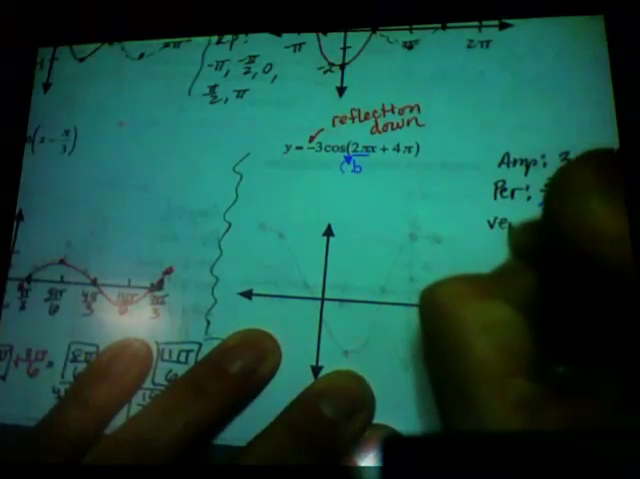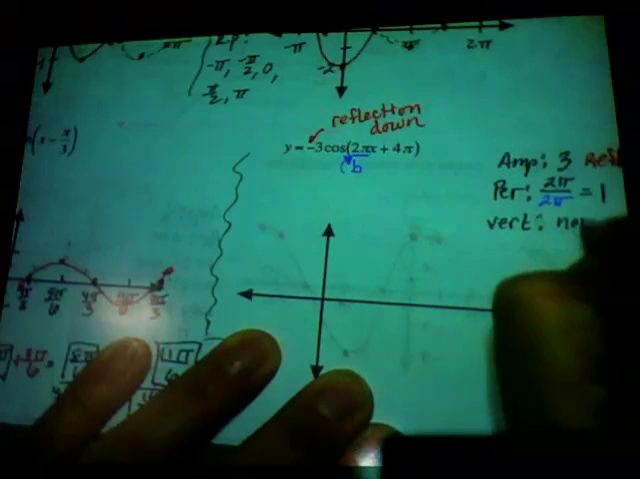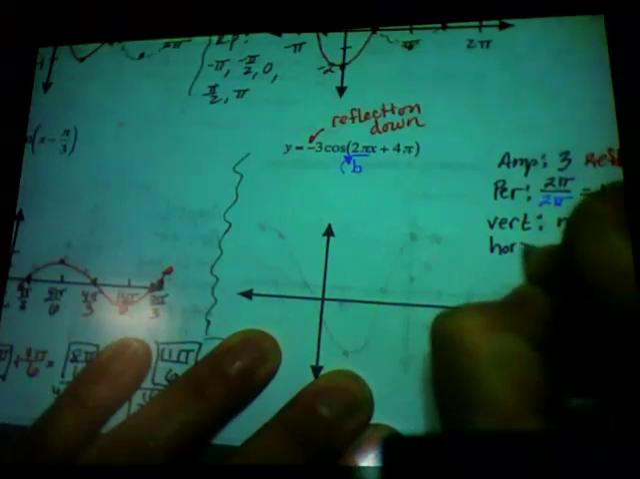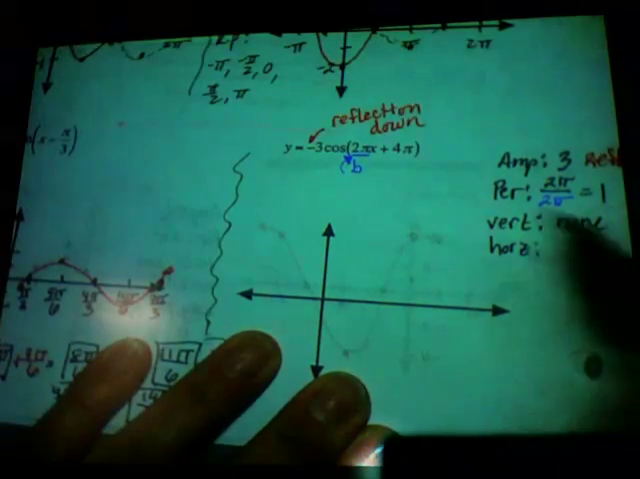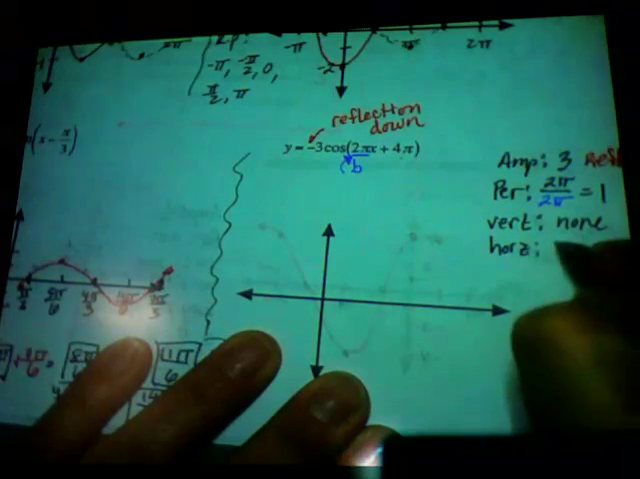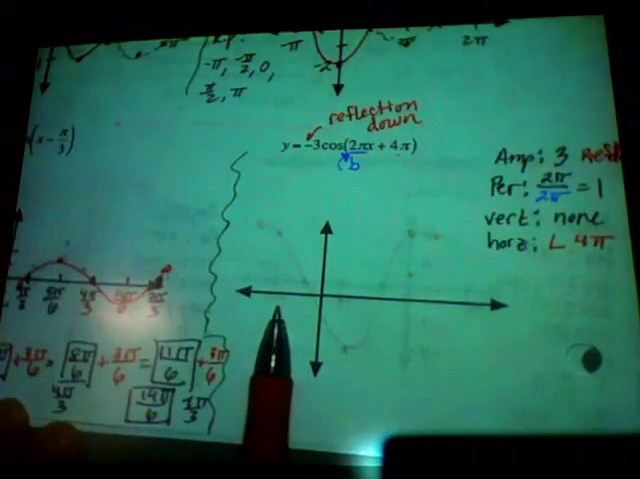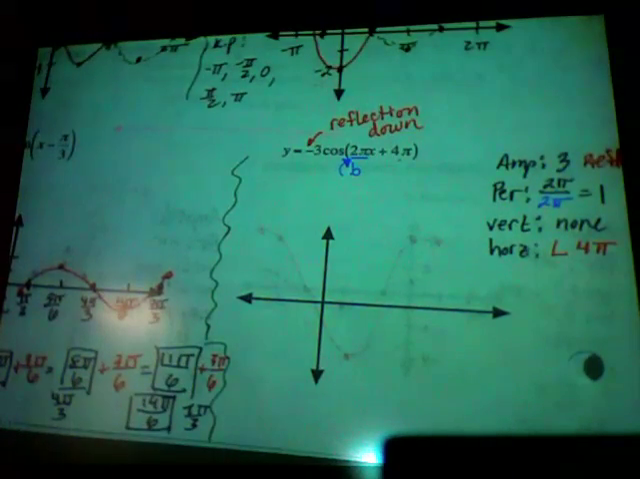All right, is there any vertical shift? Thankfully, no, we have enough going on, right? So there's none for that. What about horizontal? Okay, so the horizontal is 4 pi to the right or the left? Left, 4 pi. And they didn't leave us a whole lot of room over here, so we're going to have to somewhat squeeze it in a little bit. And then let's look at our key points.